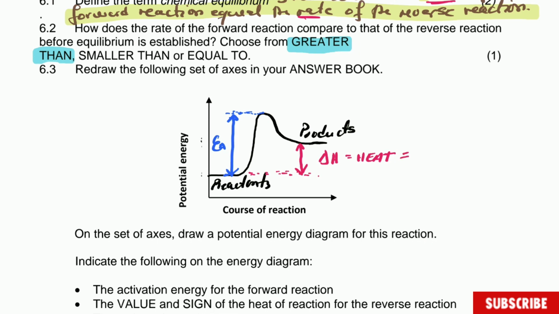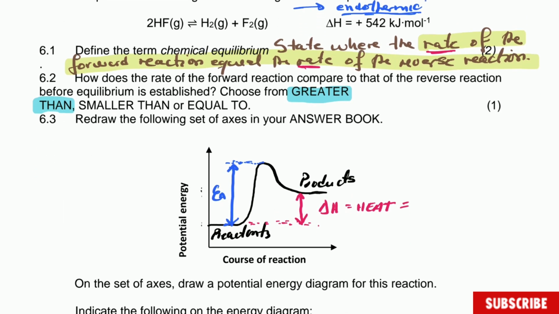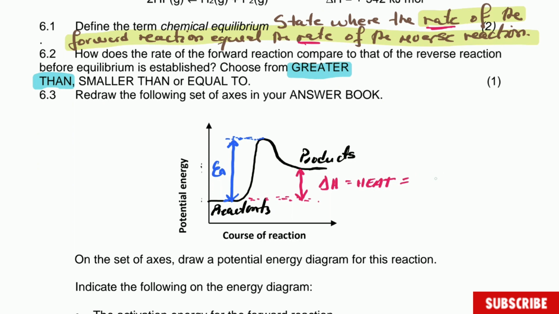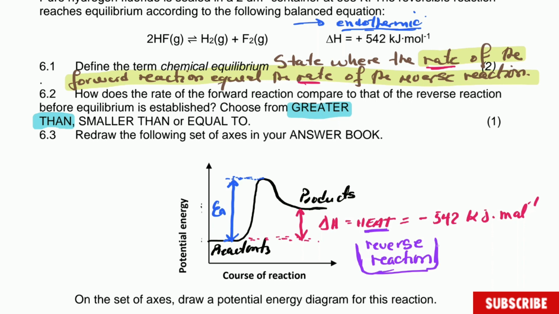But now they want the heat of the reaction for the reverse. I said it is the same, but it will be negative in the opposite direction, because it's the reverse. So it will be negative 542 kilojoules per mole. Okay? Note that is the heat of the reverse reaction.